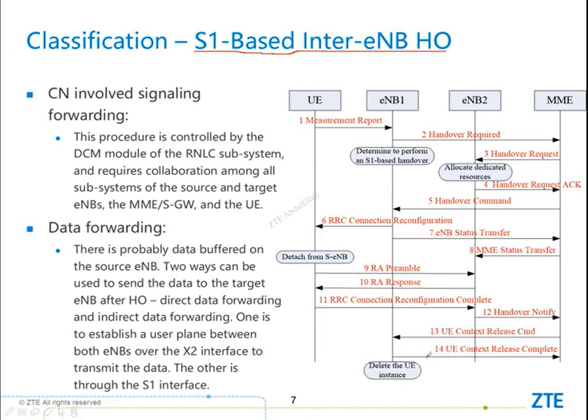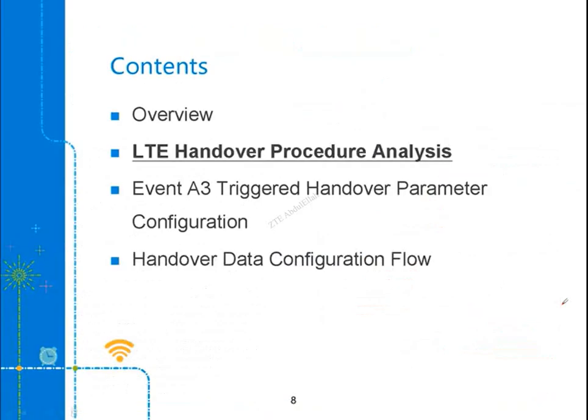So we can see X2 based inter-eNodeB handover and S1 based inter-eNodeB handover. Of course, for time delay, the X2 based is lower than S1 based. So in a real network, if we have an X2 interface, we prefer to trigger the X2 based handover. Okay, so this is the first part, just to give you the overview of LTE handovers.